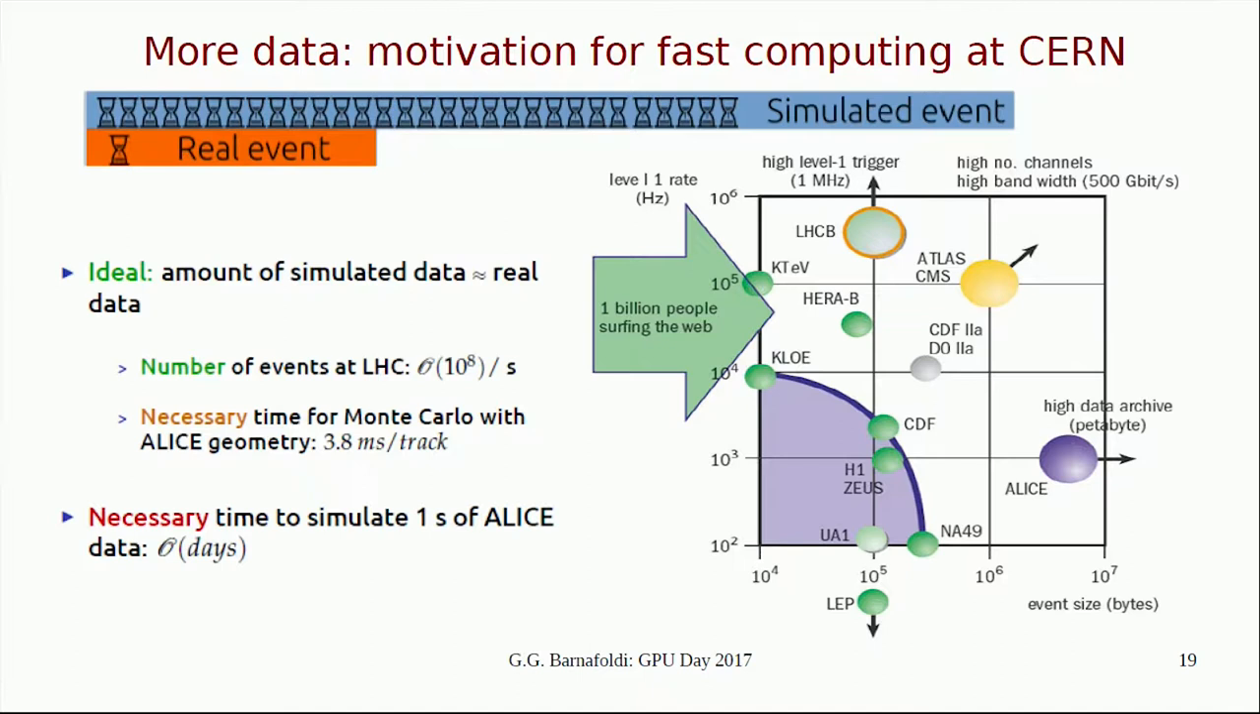two axes. One is the event size, so when you make a collision, what is the size of the event in megabytes? And on the other side, you can see the rate, the frequency of the events. And this will be increased by the high luminosity of the first coming particle accelerator. Then this will also be increased because you have higher and higher accuracy detectors.